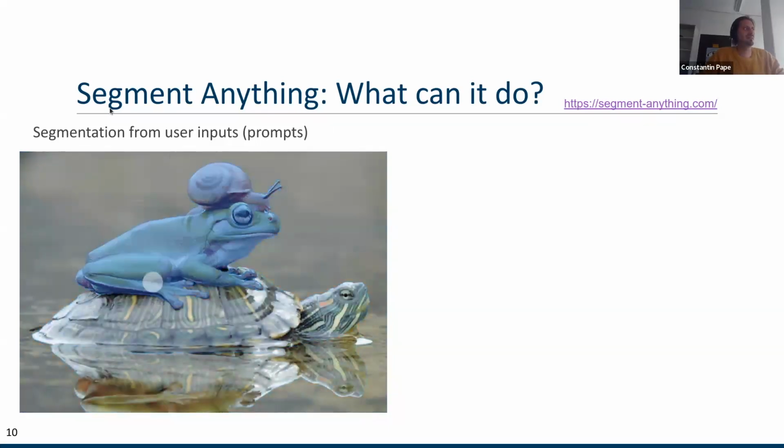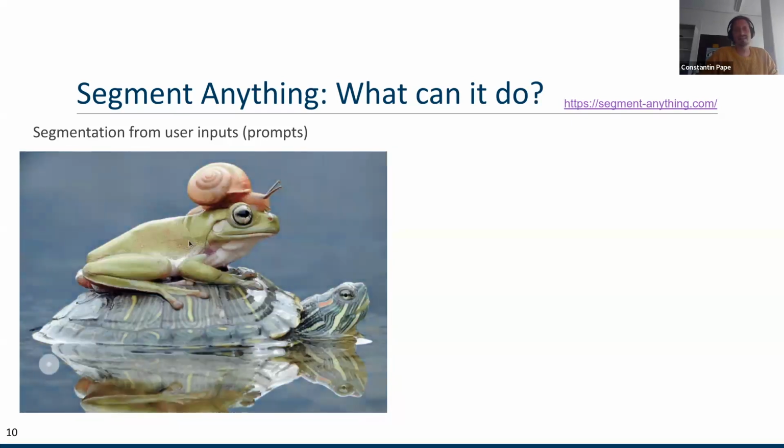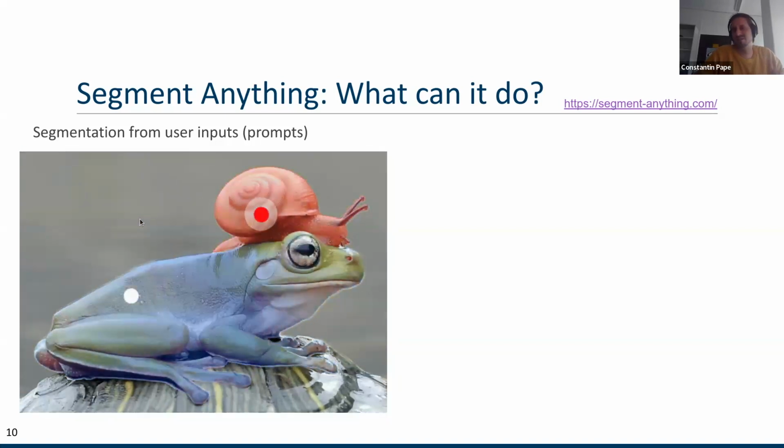Not quite, but in this case you could just do the reverse, right? You could basically put a positive prompt on the snail and the negative prompt on the frog, and you would get out the snail.